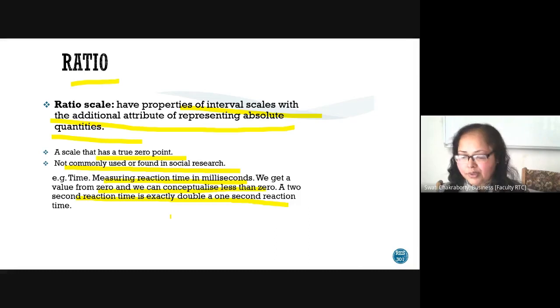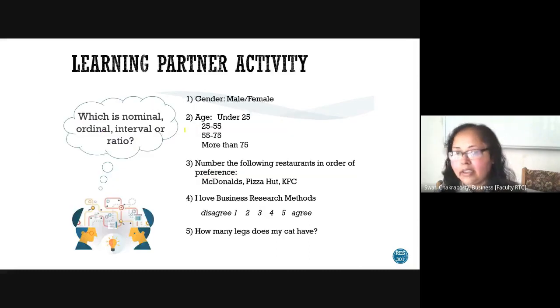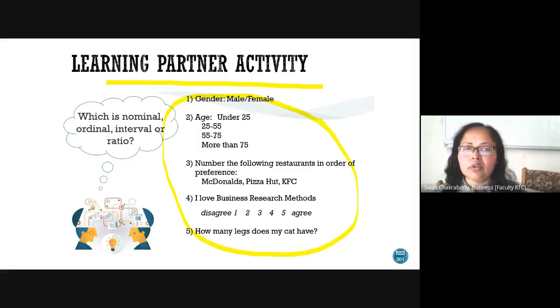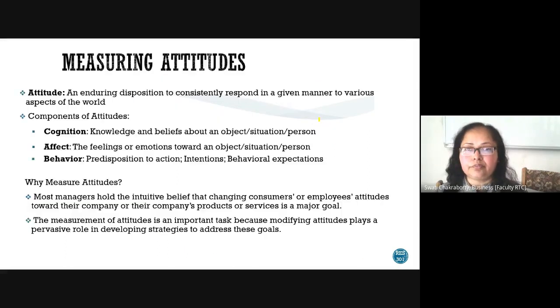So ratio comes. Right. Next, learning partner activity. So this is an example for you where you need to find out which is nominal, ordinal, interval, or ratio. Right. So we continue with measuring attitudes.